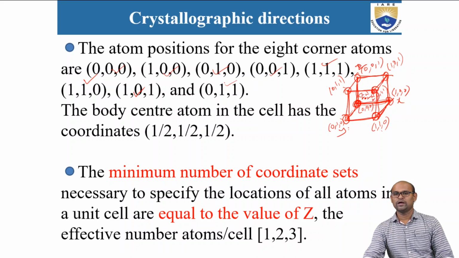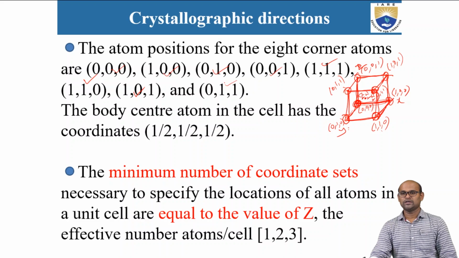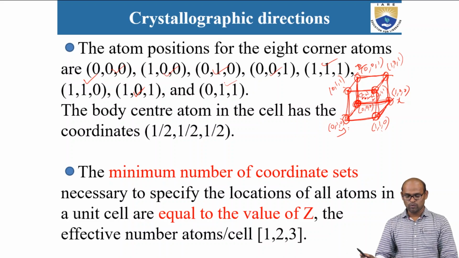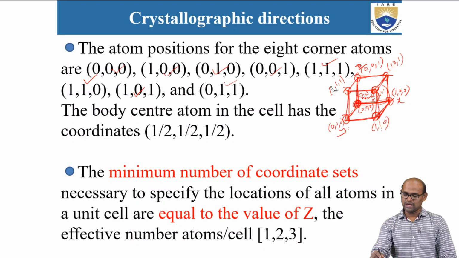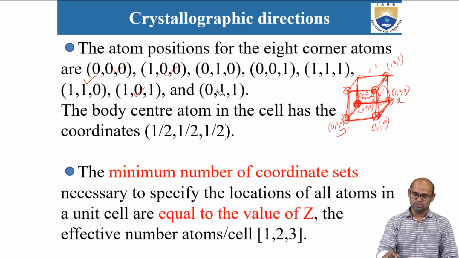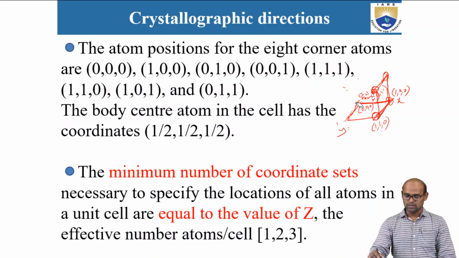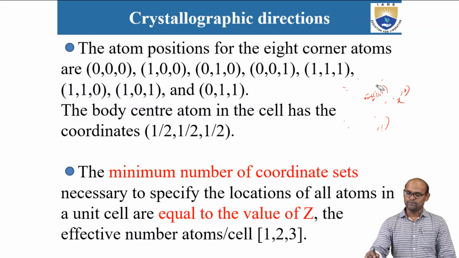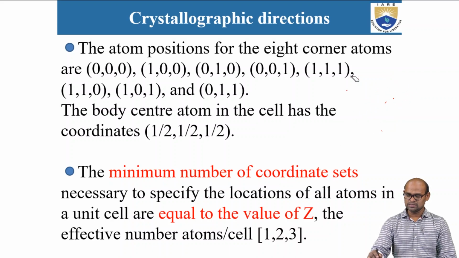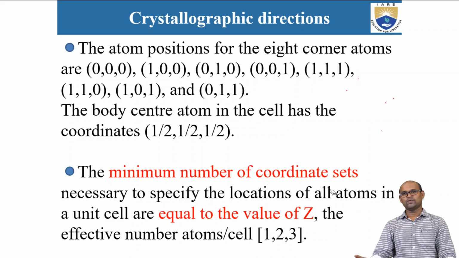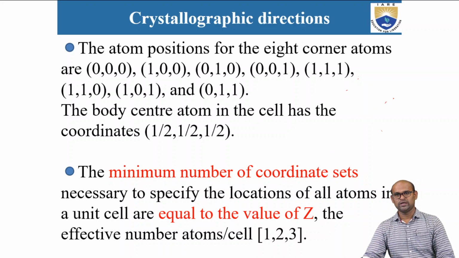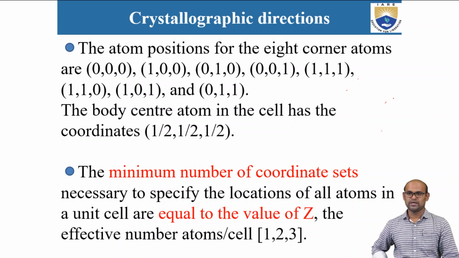So the minimum number of coordinate sets necessary to specify the locations of all atoms in a unit cell is equal to the value of z, the effective number of atoms per unit cell. So if you want to write all the indices of the lattice sites, the minimum number of coordinate sets we require is equal to the effective number of atoms per unit cell, that is z. So for a simple cubic unit cell, you need at least one coordinate set. For a BCC you need 2, and for an FCC you need at least 4.